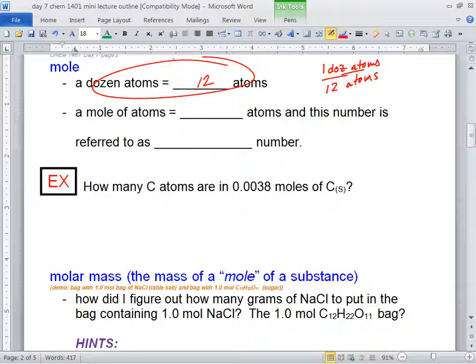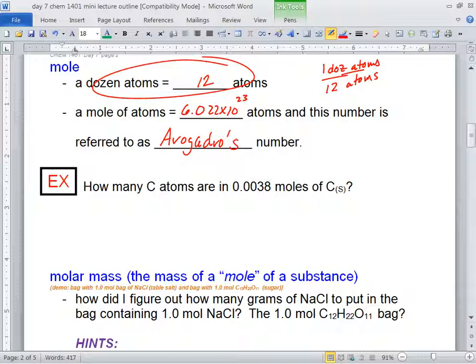A mole of atoms, though, Audrey, what's the number? It starts with a 6. Anybody know? 6.022 times 10 to the 23rd. Millions of billions, 10 to the 23rd, right? A 6 with 23 zeros after it. It's huge. And this number is referred to as, who got his name after this, Sydney? Starts with an A. Avogadro. Avogadro's number.